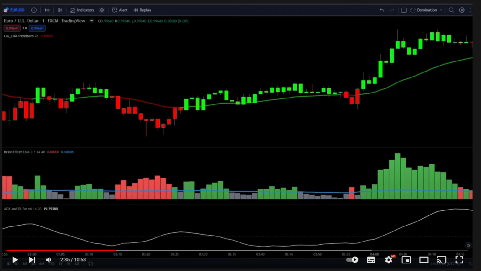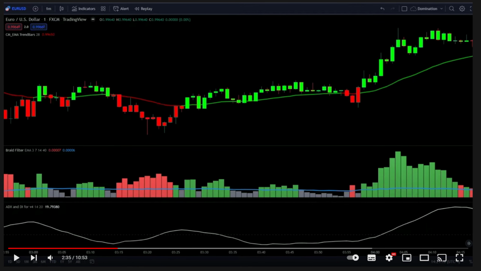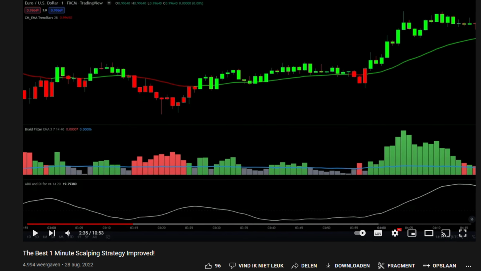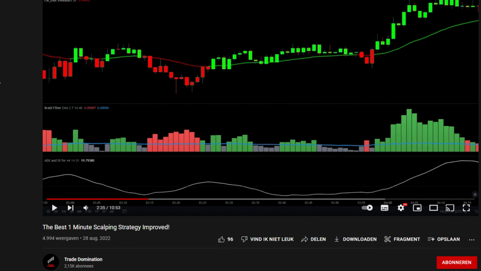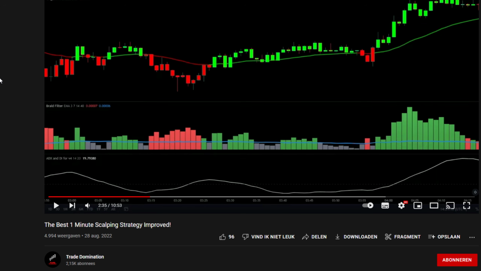Today we're going to take a look into his strategy for 1 minute scalping. We are using it on the BTC USDT, he used it on the Euro USDT. And let's find out how good it is on the 1 minute chart.